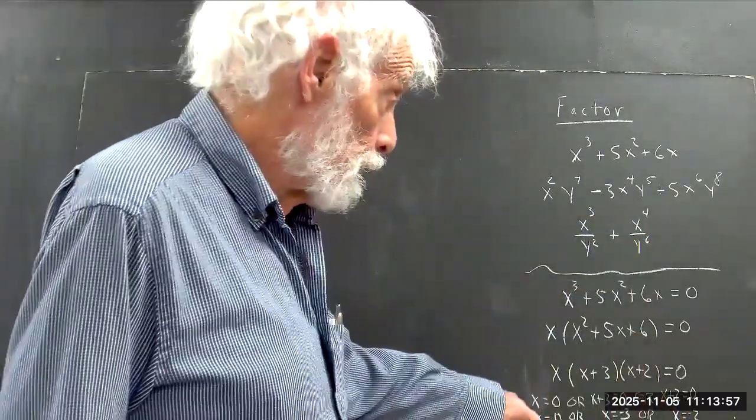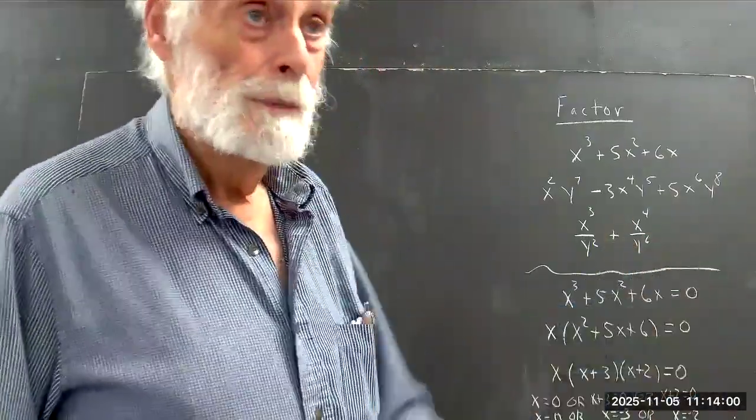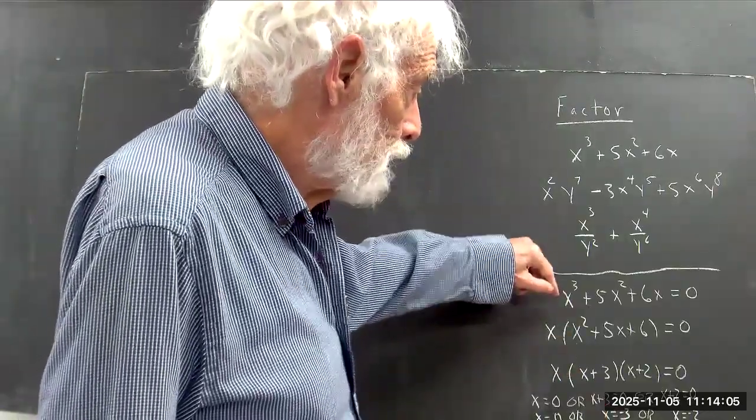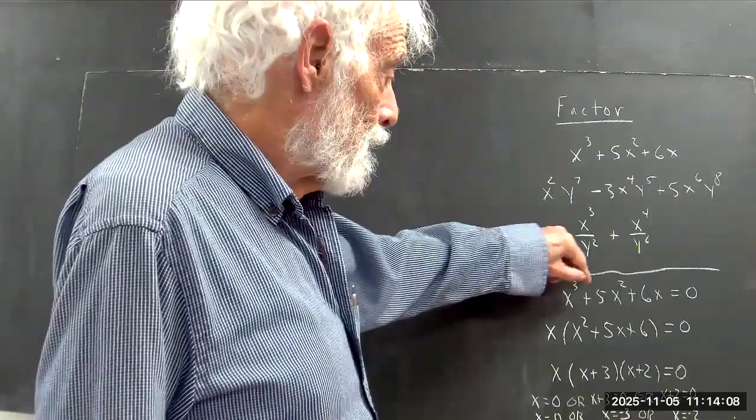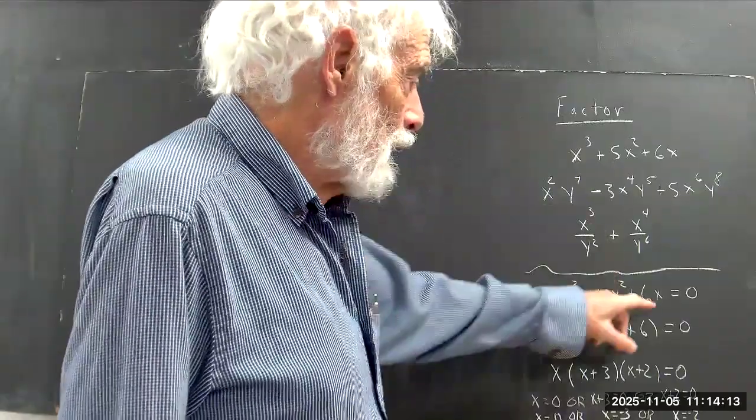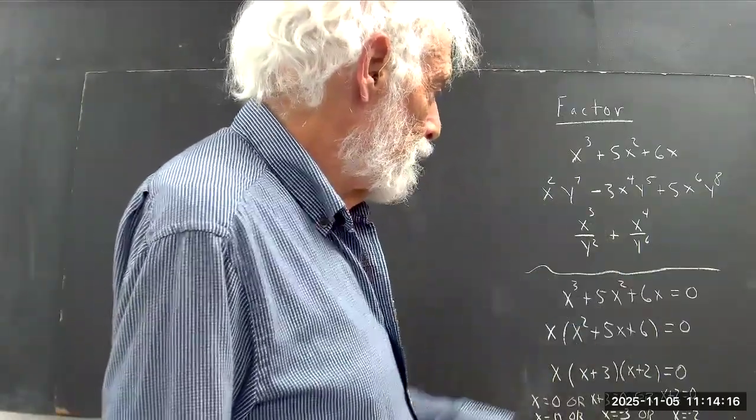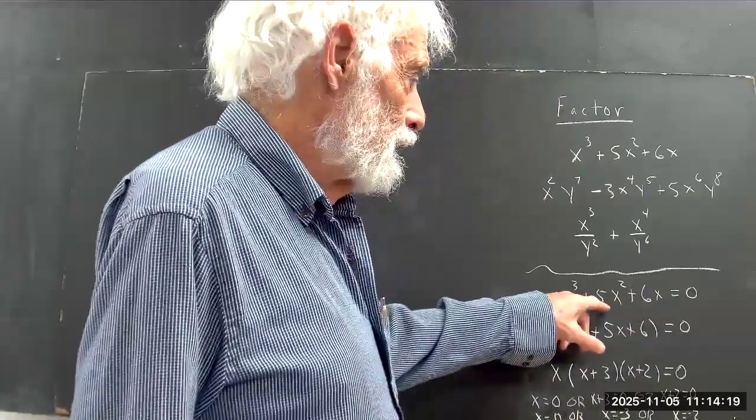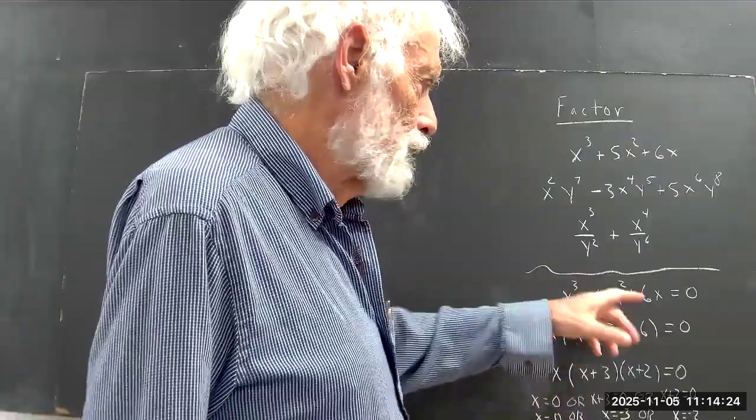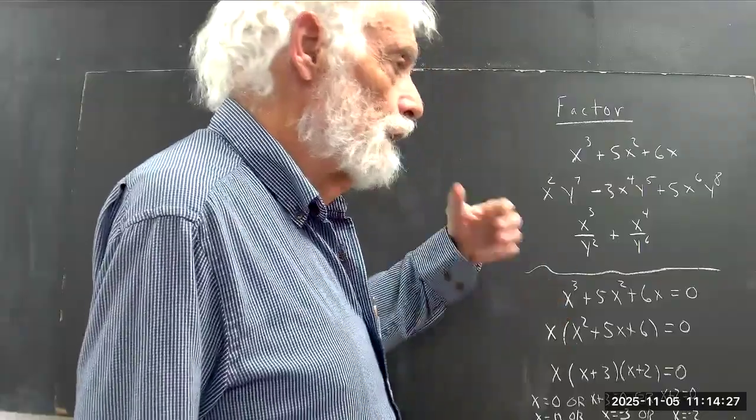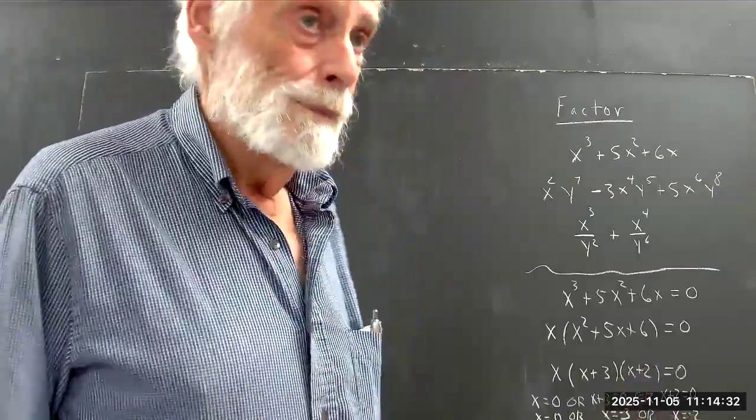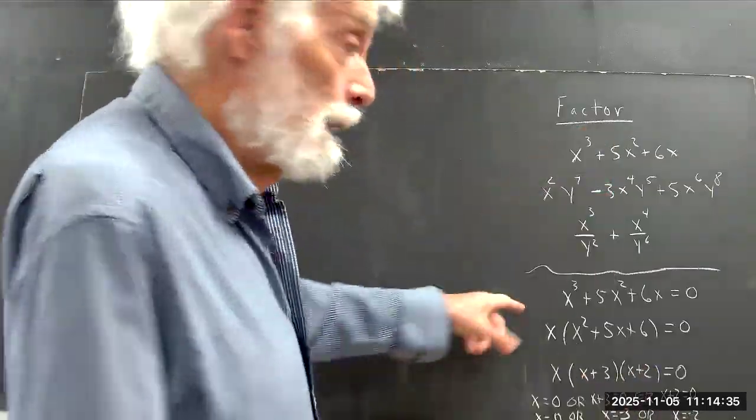If you plug 0 in for x, all 3 of these things are going to be 0. If you plug in -3, -3 cubed is -27. X squared is 9. 5 times 9 is 45. And 6 times -3 is -18. -18 and -27 gives you -45, and this is 45. So you can't do those numbers in your head. I can barely do it, apparently.